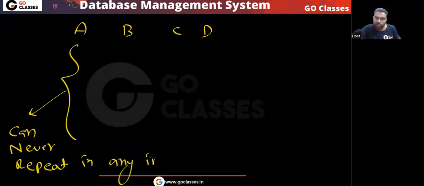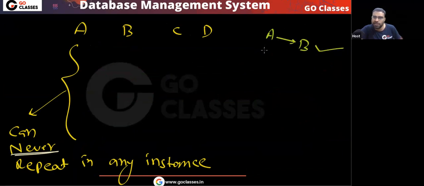So this is your relation A, B, C, D. And we are saying that A can never repeat in any instance, whatever instance you take. If this can never repeat, then you can notice these FDs will hold. This FD will also hold, this FD will also hold, this FD will also hold. Then A will determine everything, right?